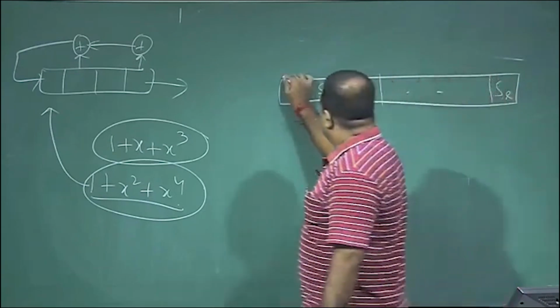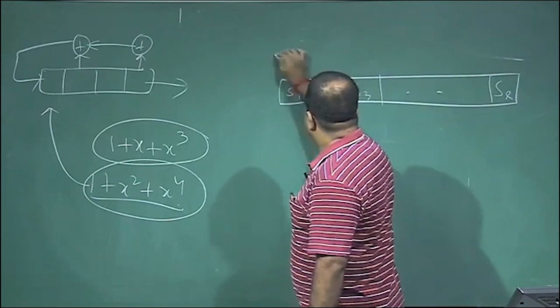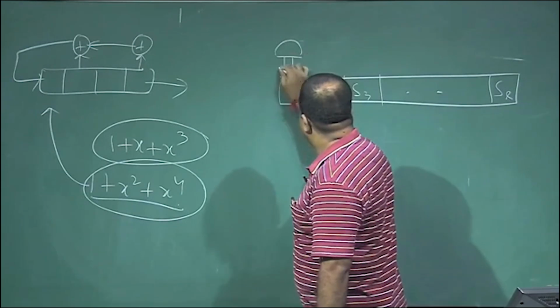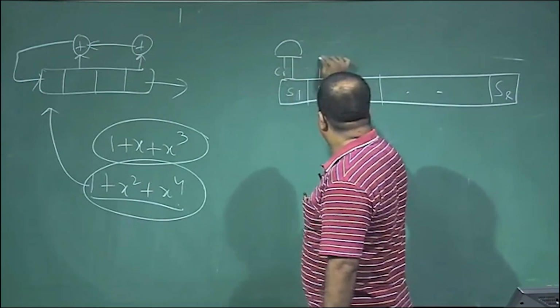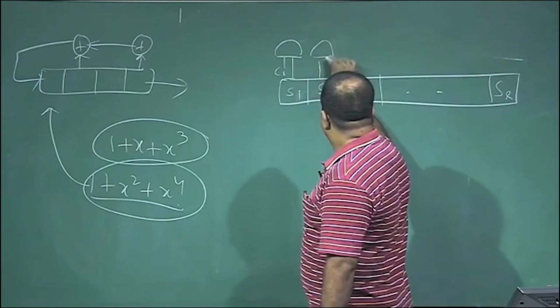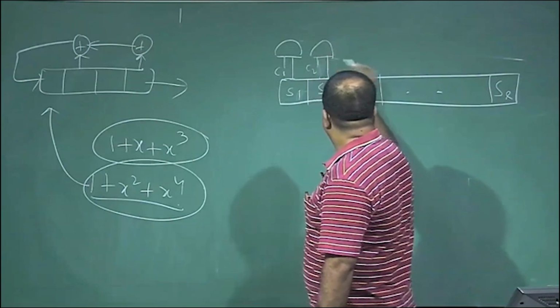Okay. Now, we will have a connection like this, we will put C1, then I will explain, sorry, we will have C2, okay.